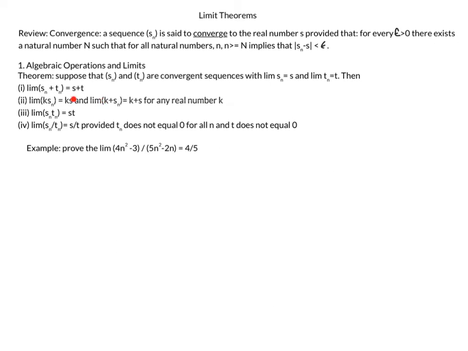This last part of the theorem, which I will give you without proof, is that the limit of some constant k times Sn is equal to k times the limit of Sn. And also the limit of constant k plus Sn is equal to k plus the limit of Sn. We're going to use this theorem to prove that the limit of (4n squared minus 3) divided by (5n squared minus 2) is equal to 4/5. You might recall we did this the painful way, using the definition of convergence and the strategies to do the proof. But here we're going to do this an easier way by using this theorem.